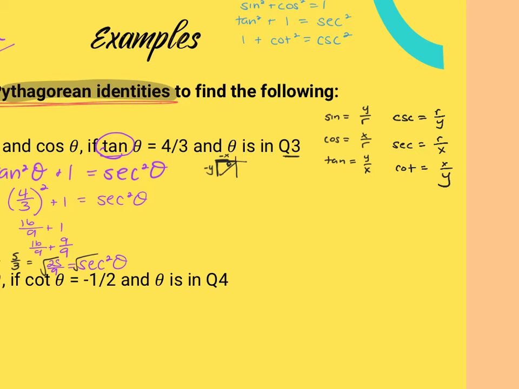So if I'm in the third quadrant and I have a negative x and a negative y, is my secant, which is r over x, going to be positive or negative? It's negative. So I'm going to say negative 5/3 equals r over x. So what's the cosine? Secant equals negative 5/3, and the cosine is negative 3/5. Just flip it. That's the first thing, right?